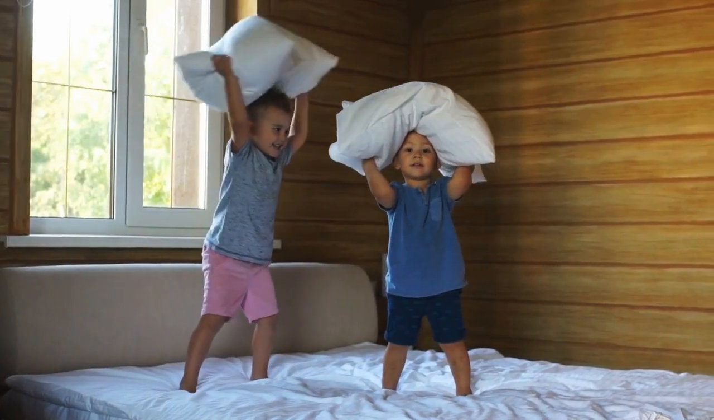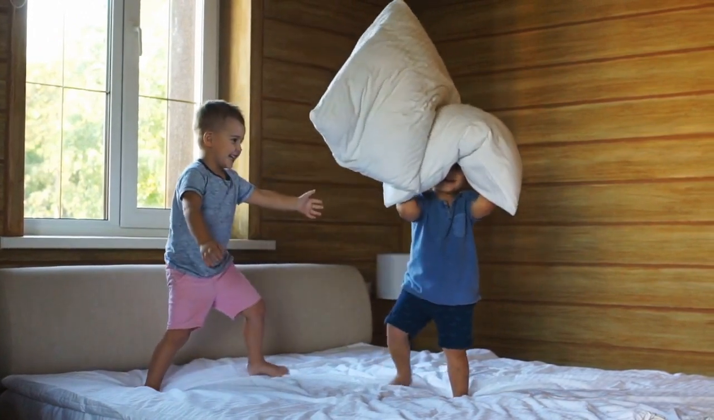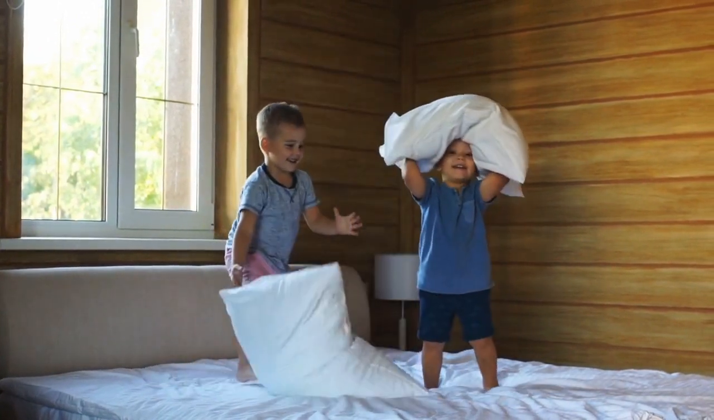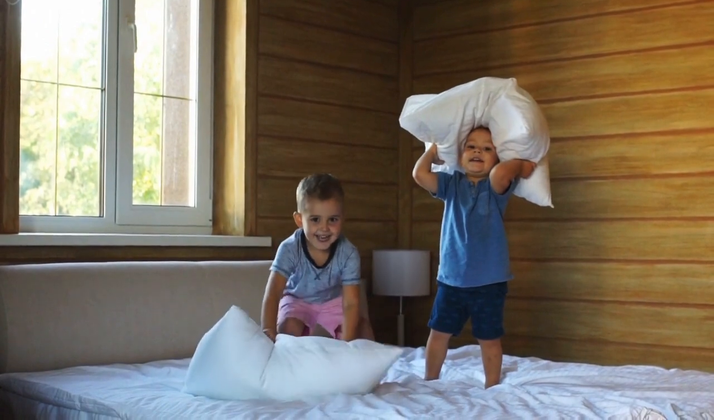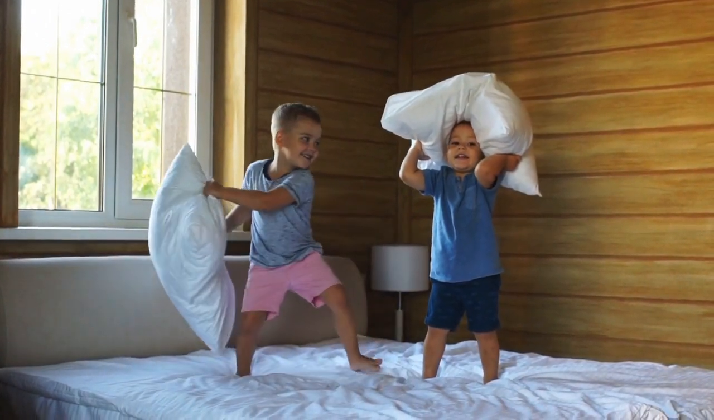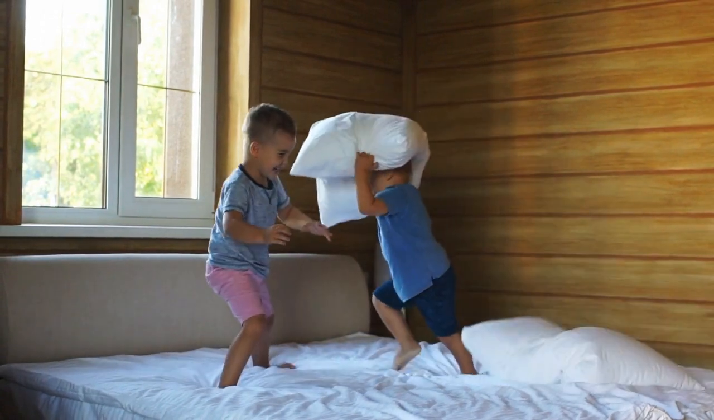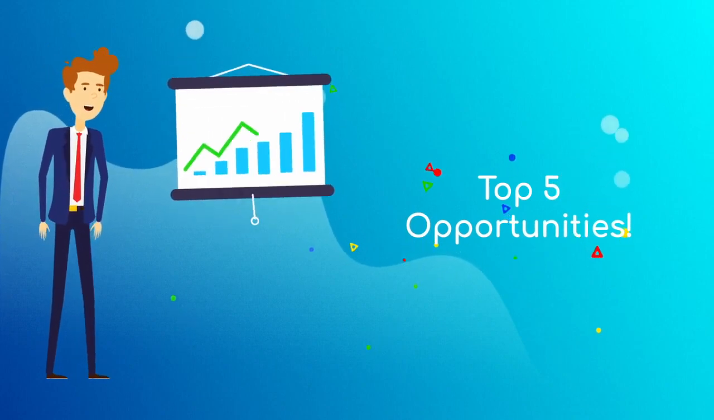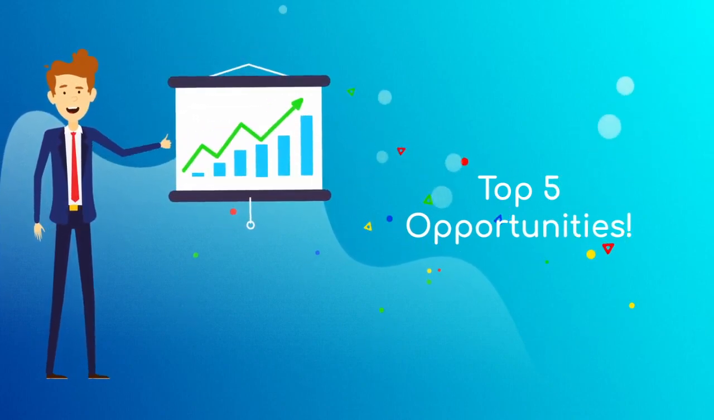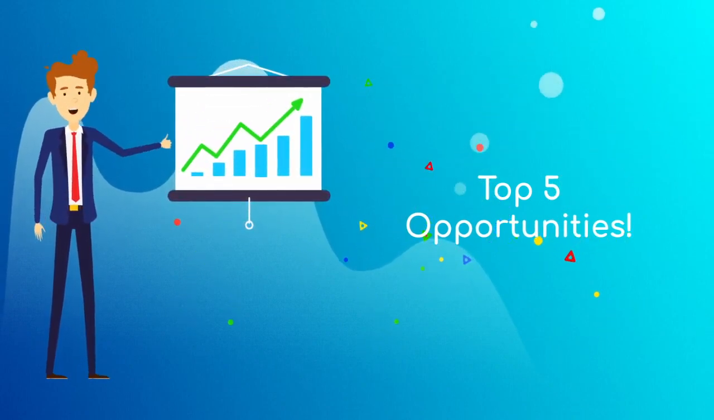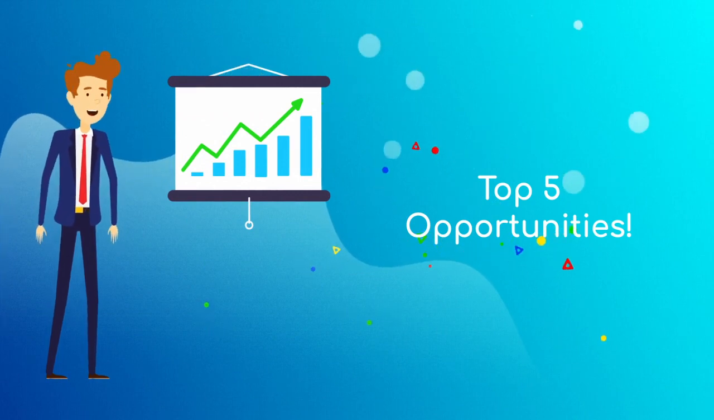If onomatopoeia was used to describe actions, think about the words that you could use to describe a pillow fight. Whack, bam, slap are all great examples of onomatopoeia because they mimic the sounds that someone might hear if they were watching this epic duel. Now that we know what onomatopoeia is, here are my top 5 suggestions for when to include onomatopoeia in your writing.